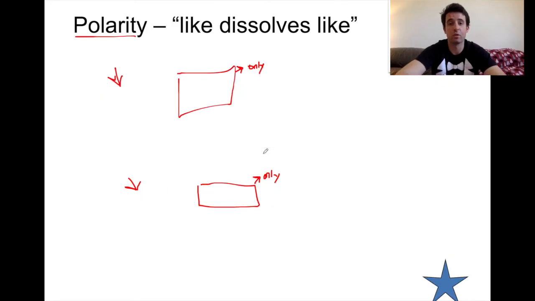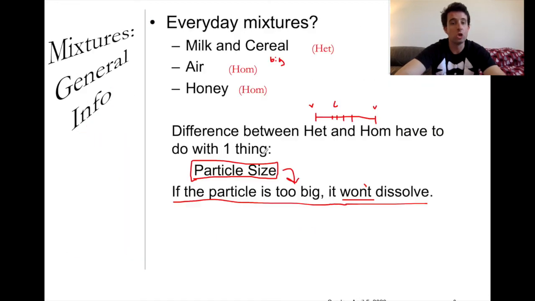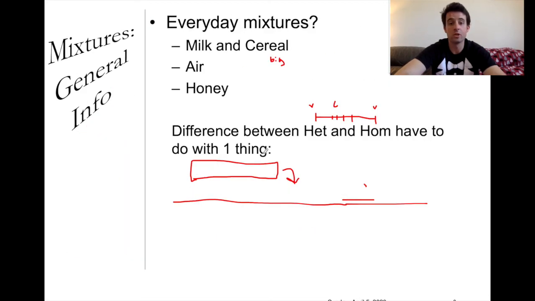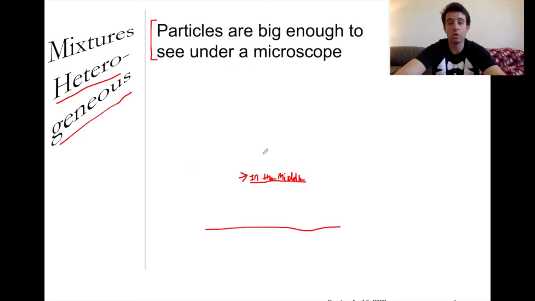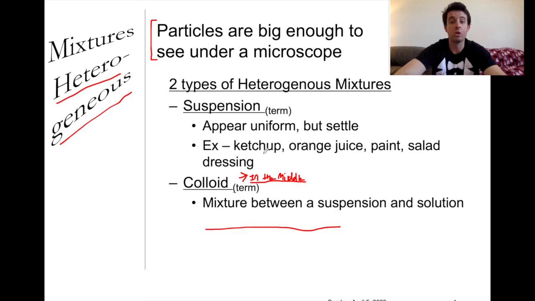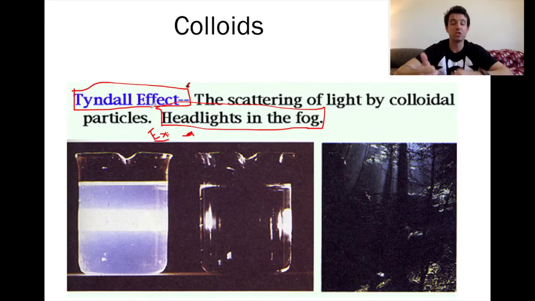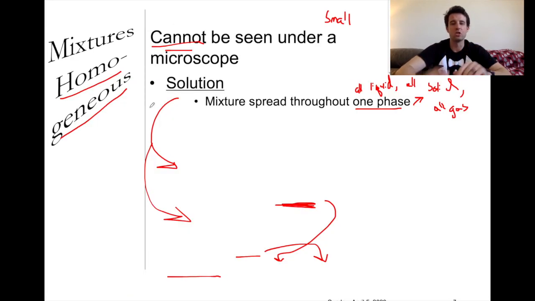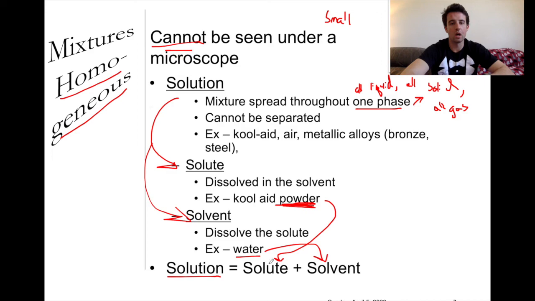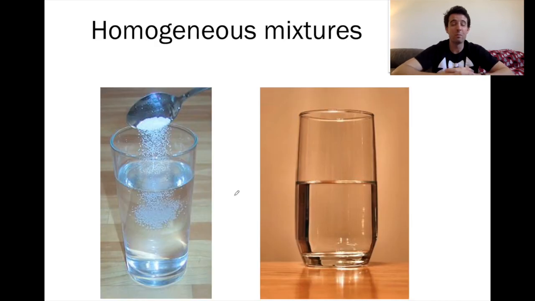Definitions, pretty straightforward that you're going to want to know. Just running through everything again. You're going to want to know the difference between homogeneous and heterogeneous. You're going to want to know suspension, colloid, and solution. You're going to want to know Tyndall effect. You're going to want to know that a solution is made up of a solute and a solvent and what each one of those is. And you're going to want to know miscible and immiscible. So today was a very vocab heavy day.